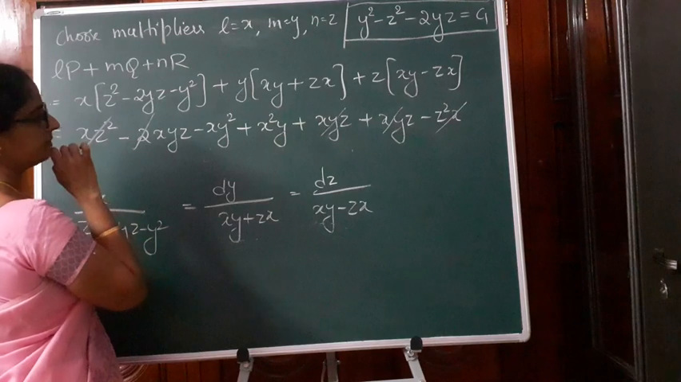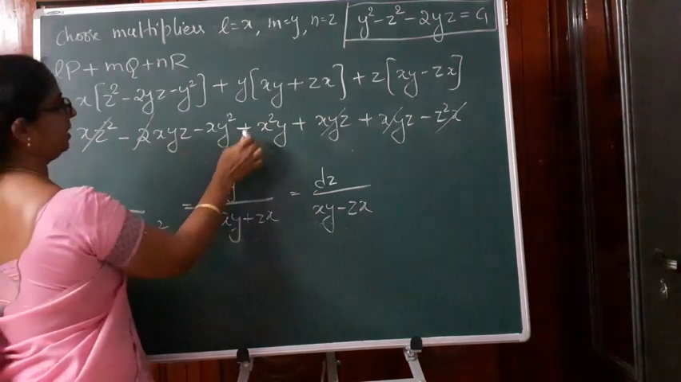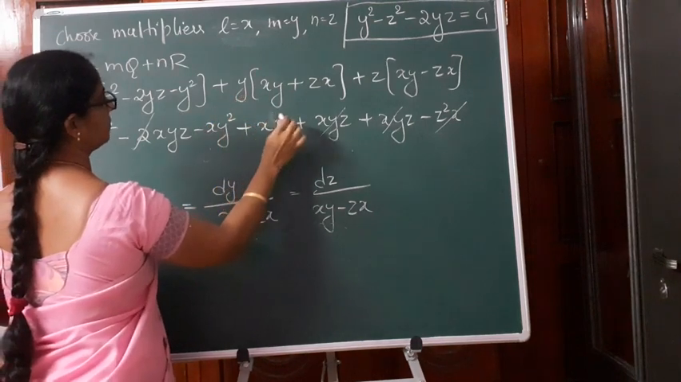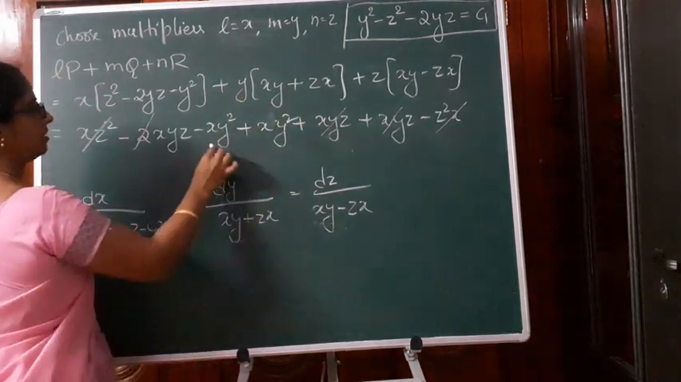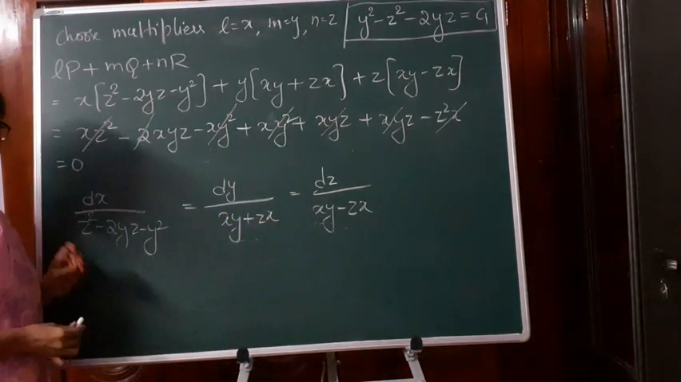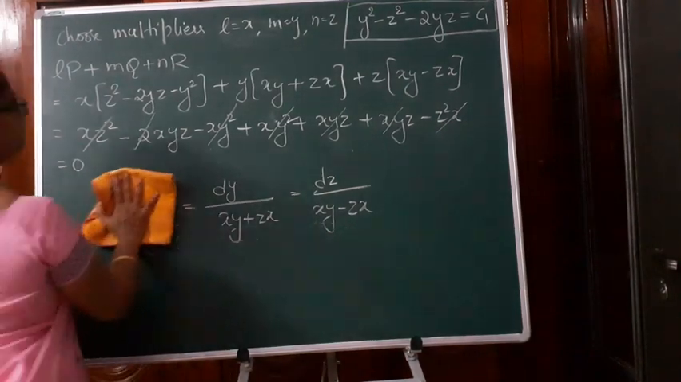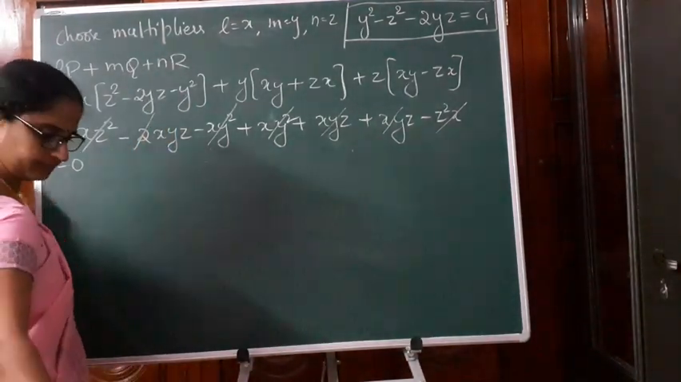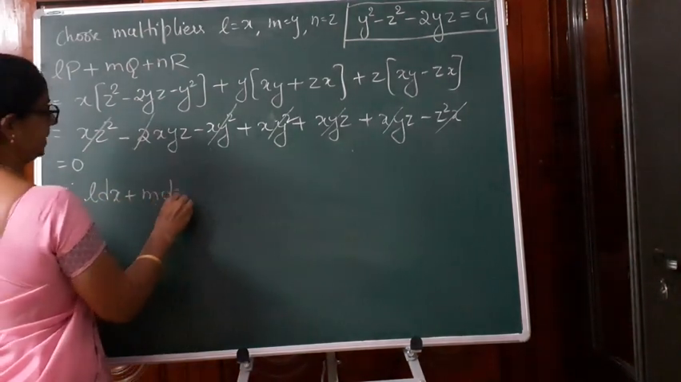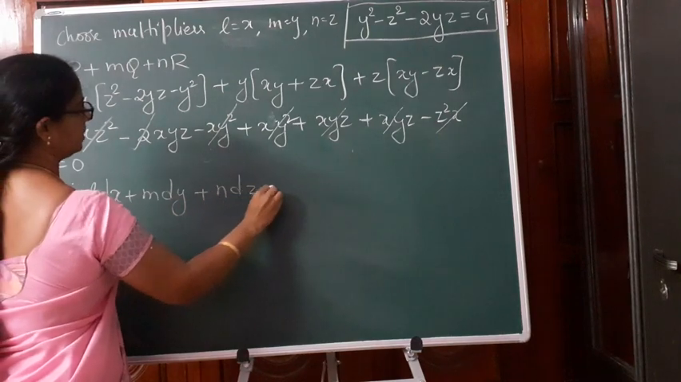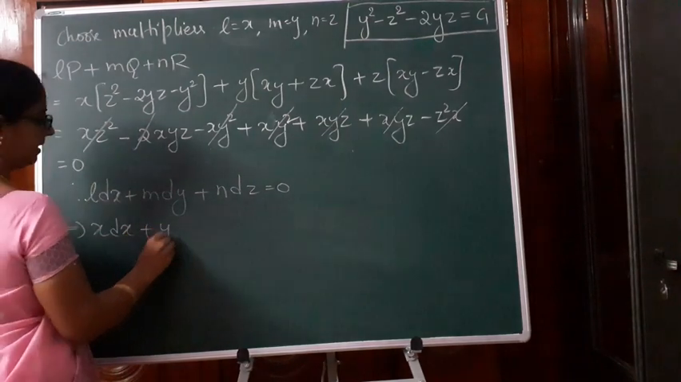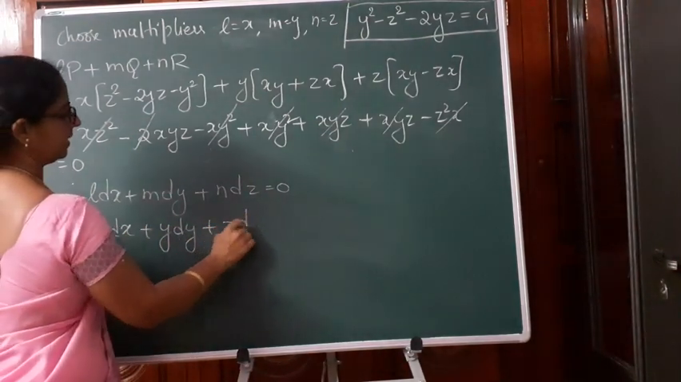Somewhere we went wrong. I think this is xy square. It is not x square y, it is xy square. Minus xy square and plus xy square, it becomes 0. Therefore, LP plus MQ plus NR is 0 and hence L dx plus M dy plus N dz is 0. That is, x dx plus y dy plus z dz is equal to 0.